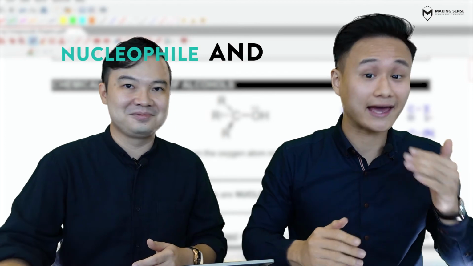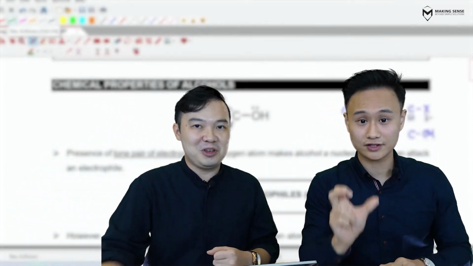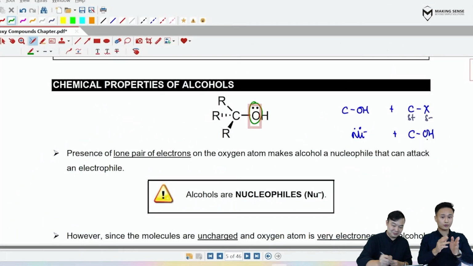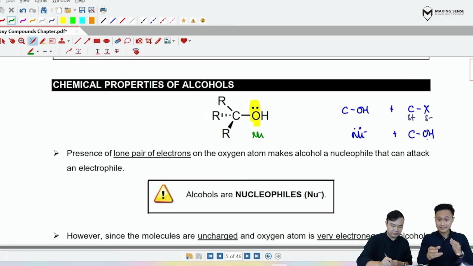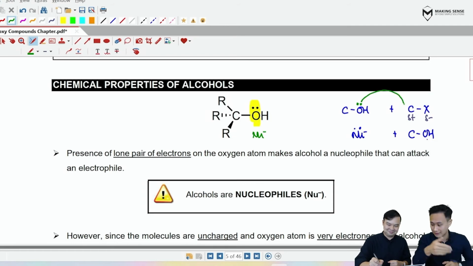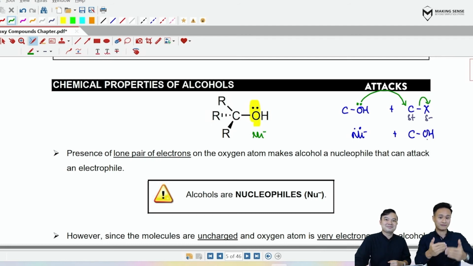Well, not too straightforward, because alcohols can behave as nucleophiles and also electrophiles. Now, if we focus on the hydroxyl functional group here, we're going to go to the oxygen. Notice how there's a lone pair there. The lone pair makes the oxygen electron rich. Hence, the oxygen is actually nucleophilic. We have learned in halogenoalkanes that R-X are electrophiles. So if I put a halogenoalkane next to it, the oxygen is going to use its lone pair to attack the carbon there and break off that C-X bond. So the alcohol is clearly behaving as a nucleophile here.